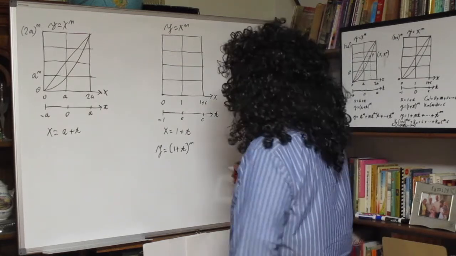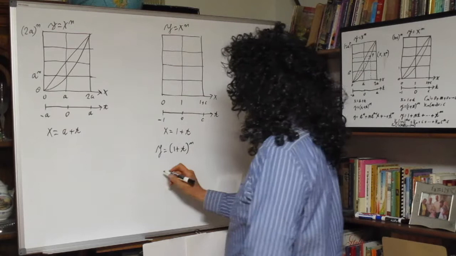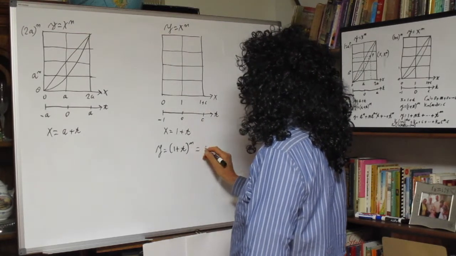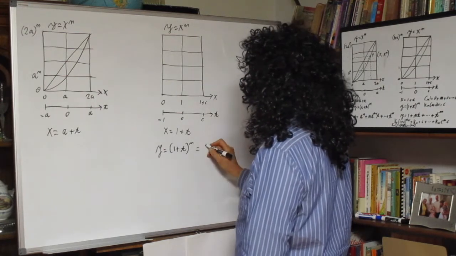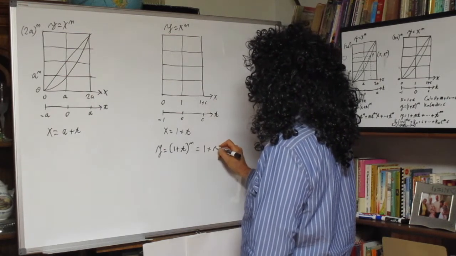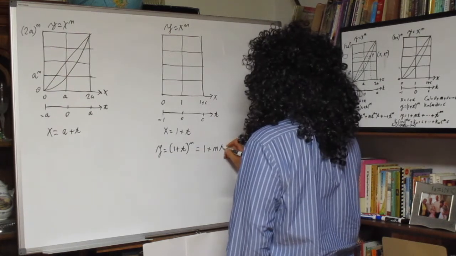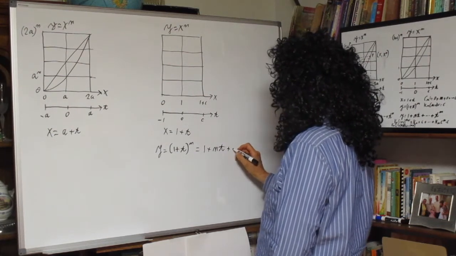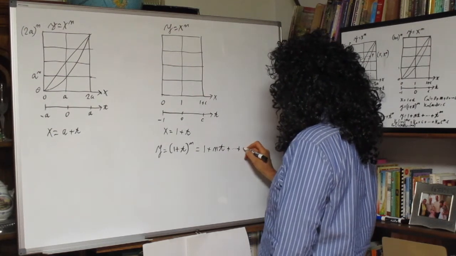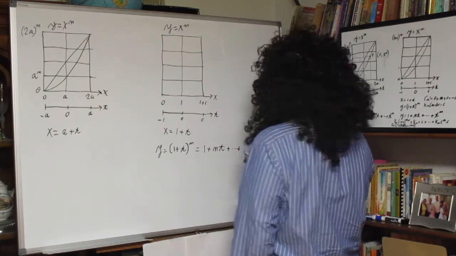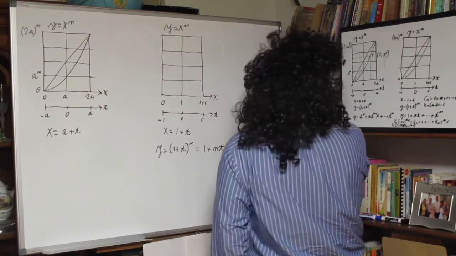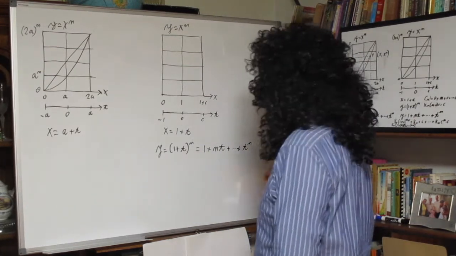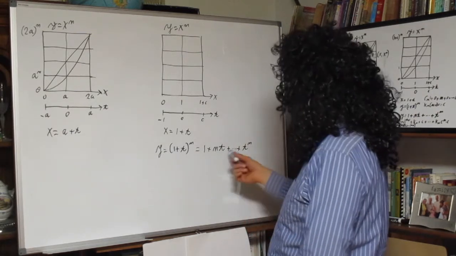Okay. Let's see what we get. So we say y, well, that equals 1 plus nt plus a whole bunch of binomial junk plus, well, let's just call it, what do we have? T to the n. That's all we need. Okay, not bad.